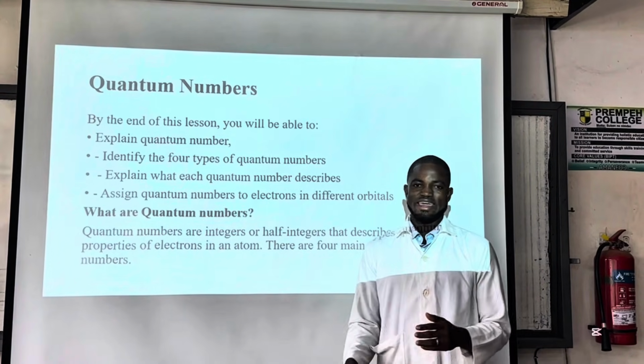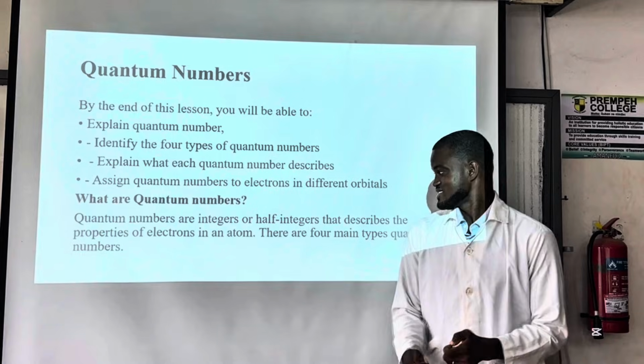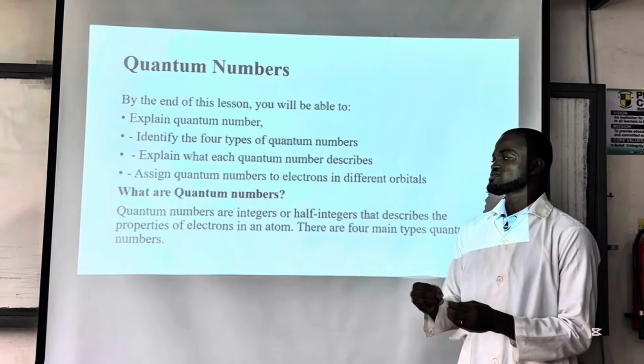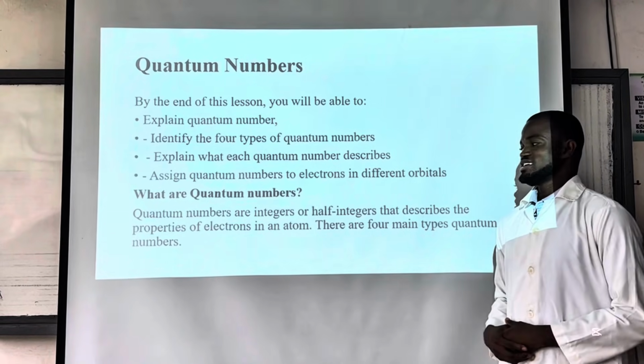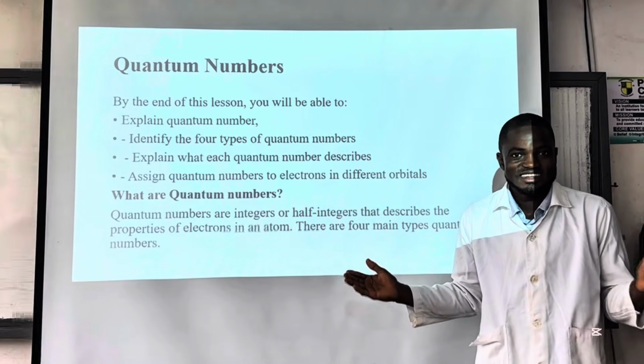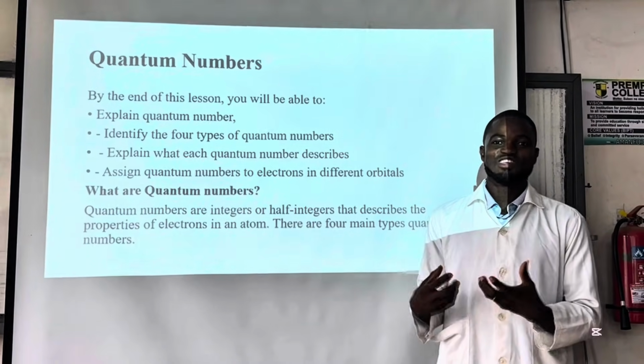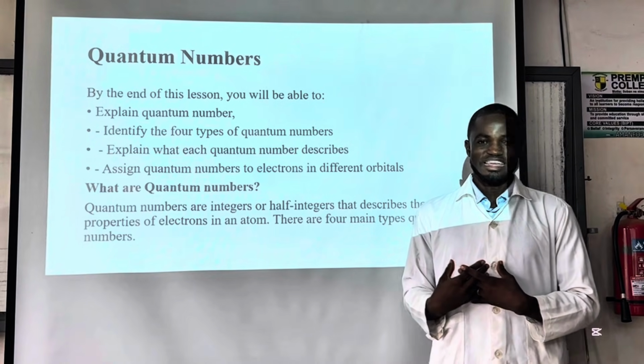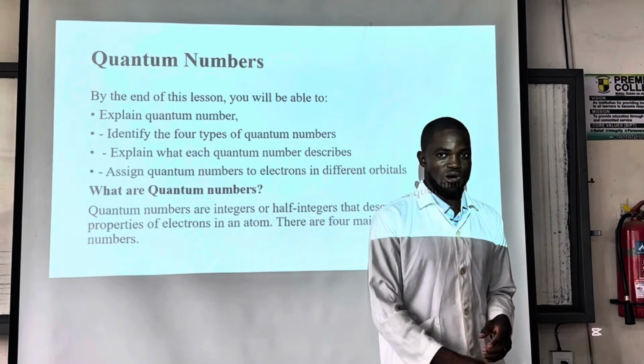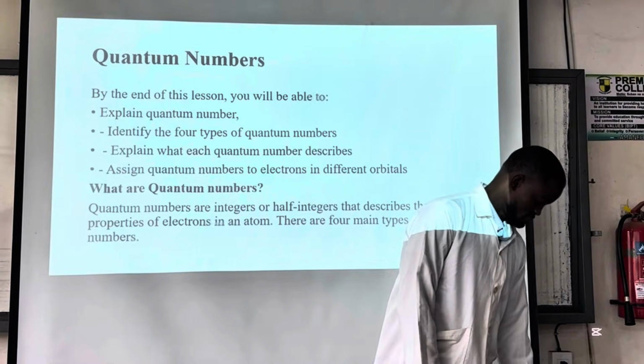Quantum numbers are integers or half integers that are used to describe the properties of an electron in an atom. That is that. Quantum numbers are just integers or half integers that are used to describe the properties of an electron in an atom. We'll get to understand why we said half integers.